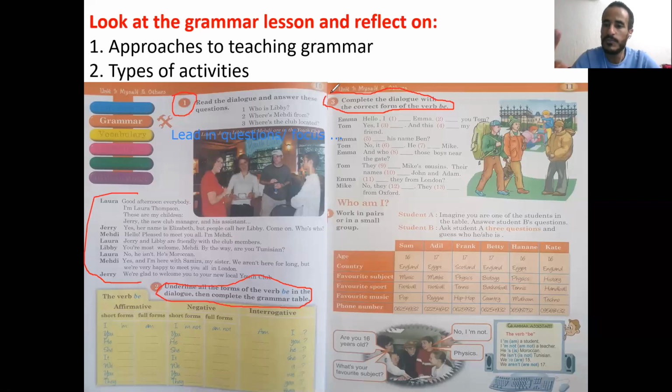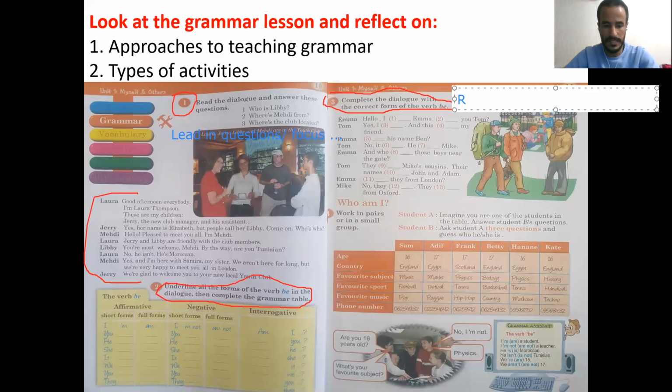And there are two types of practice: restricted practice and freer practice or production. Let me write it here. This is a restricted practice. Students, they don't have freedom to express themselves, but they have to complete.